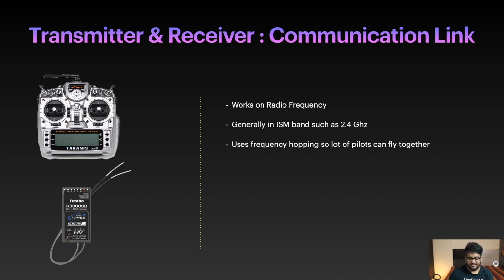So 2.4 gigahertz, I told you, is the ISM band which this radio uses, but you can also use 900 megahertz and 433 megahertz depending on where you are in the world, or if you are allowed to do that. You can also extend the capabilities of this transmitter, which we'll also talk about in later slides.